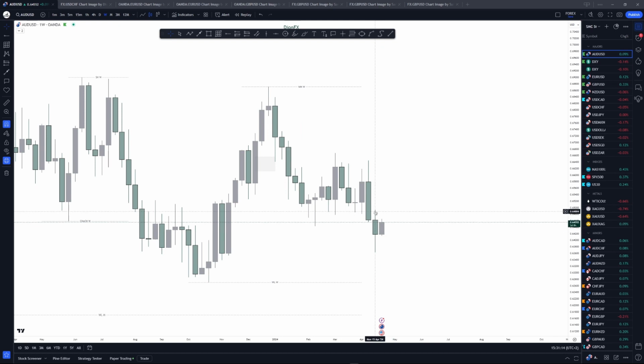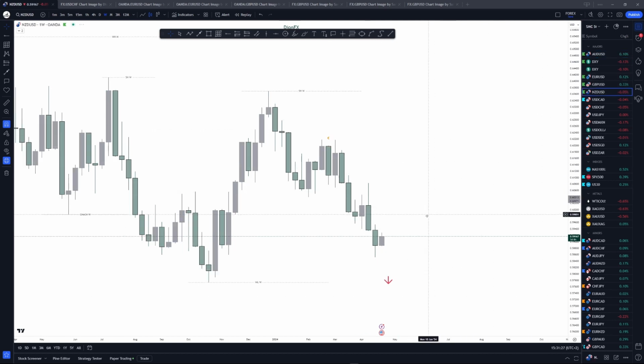AUDUSD hasn't taken out last week's high, which I want to see price take out this week, and then from there we can expect some kind of sales going into next week around these levels. Okay. If you go to NZDUSD, similar to AUDUSD, price hasn't taken out this high, and I'd like to see price take it out before we can look for some sales into the downside.